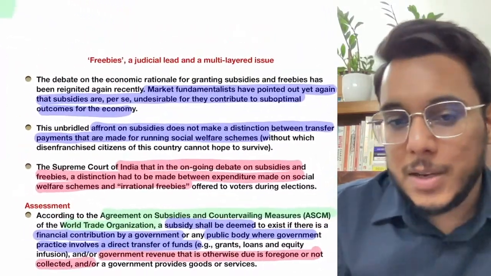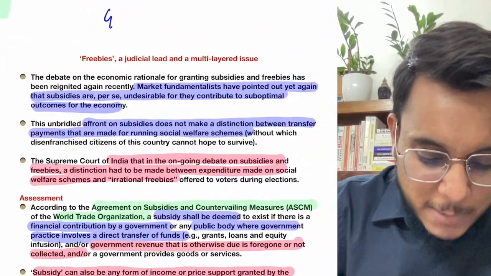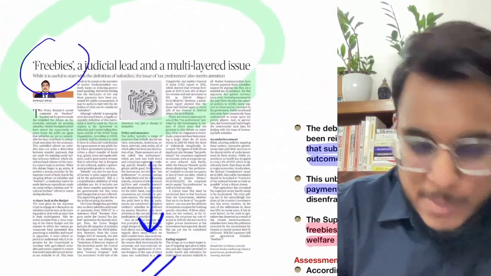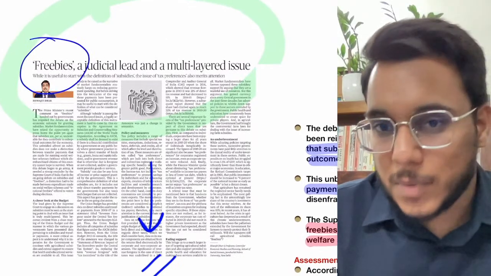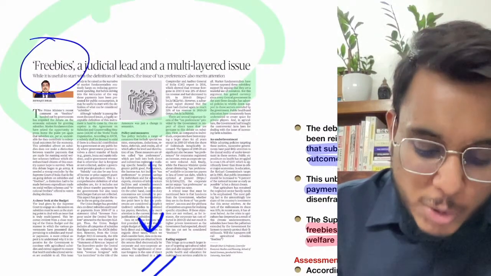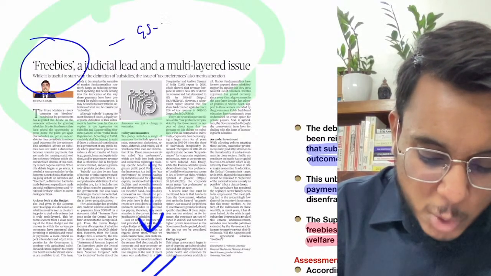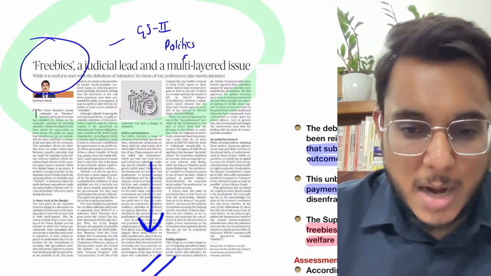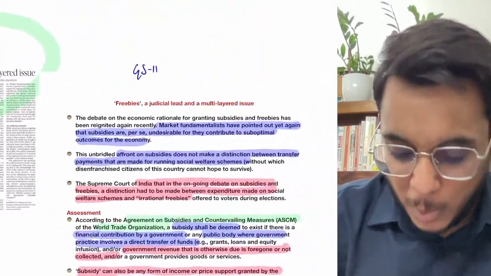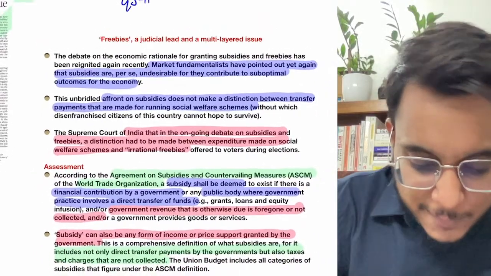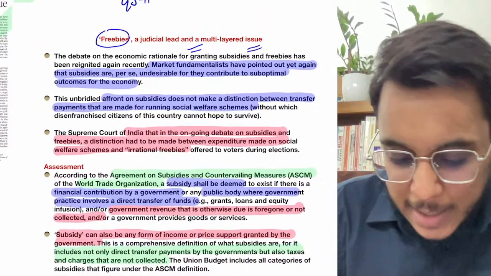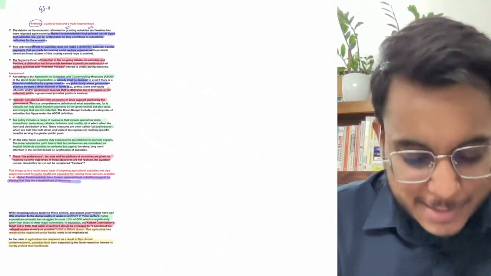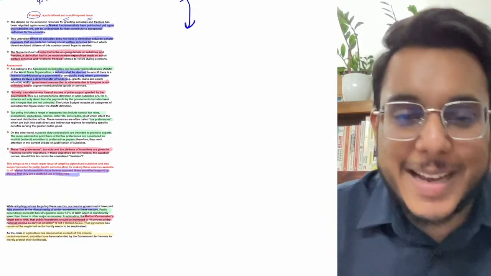Okay, now this particular freebie article we will see with respect to GS paper number 2, electoral reforms. Fine, electoral reforms, issues in Indian politics, GS paper number 2. We'll see this particular article. Let's move into this particular thing. Okay, now see, freebies are a judicial lead and a multi-layered issue. Basically, this particular background has been repeated so many times, but still, guys, let's revise it.